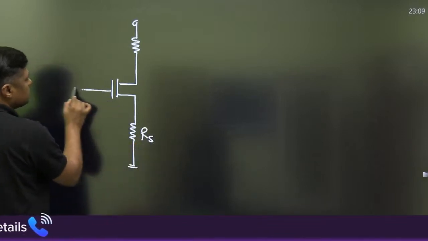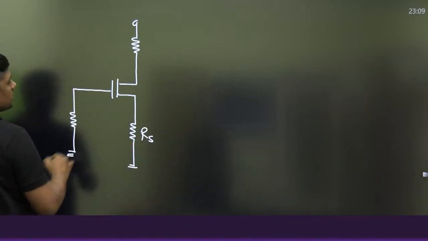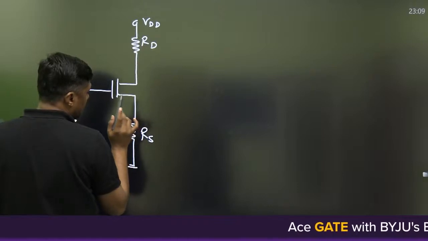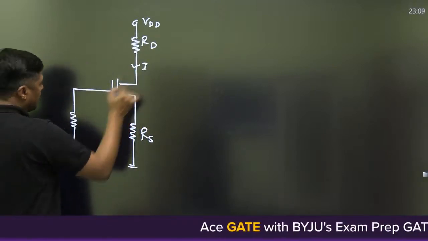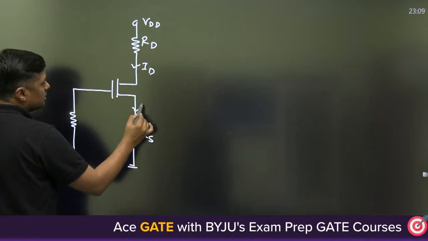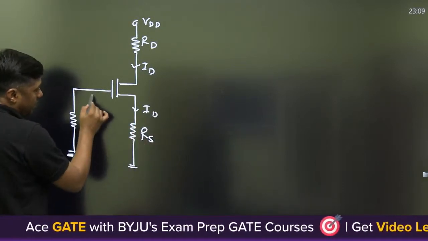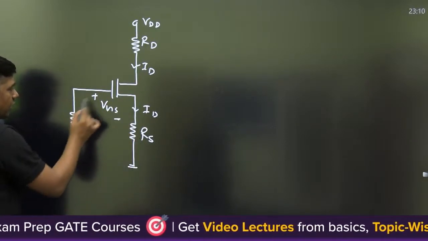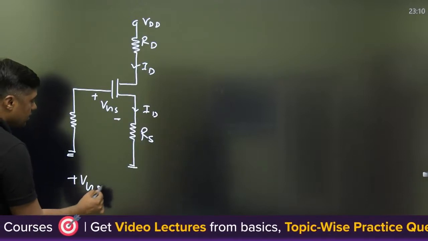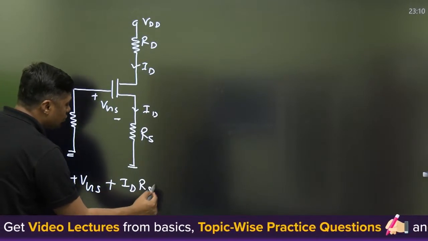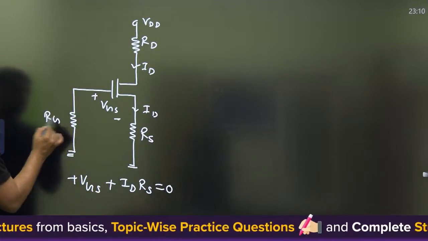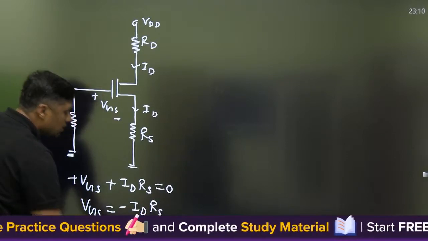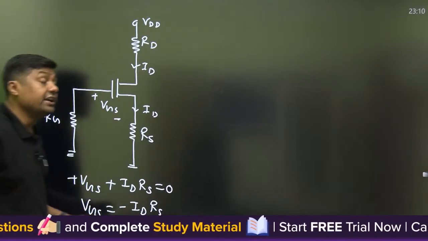This is RS, a resistor connected here. In case of an enhancement MOSFET, if you are connecting the RS without any battery, this is called self biasing. In self biasing, when we write the KVL from this point to this point, it becomes VGS plus ID into RS is equal to 0. Why? Because the current through RG is 0. You will get VGS is equal to minus ID into RS, and that is a negative value.